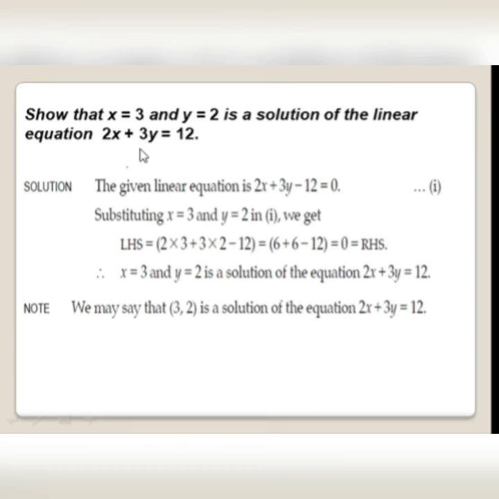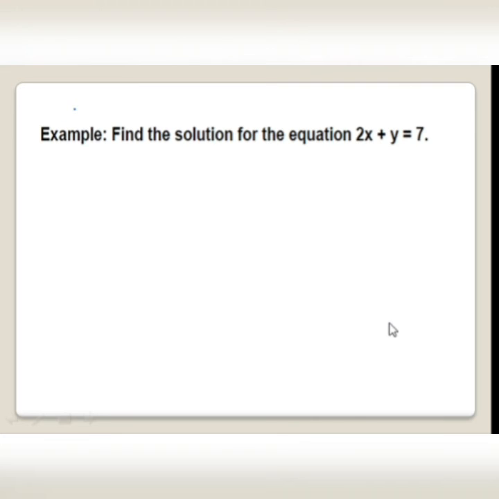2 times 3 is 6, 3 times 2 is 6, minus 12. 6 plus 6 minus 12 is 0. They are equal. So we'll say that the ordered pair (3, 2) is a solution of this equation. Okay children?